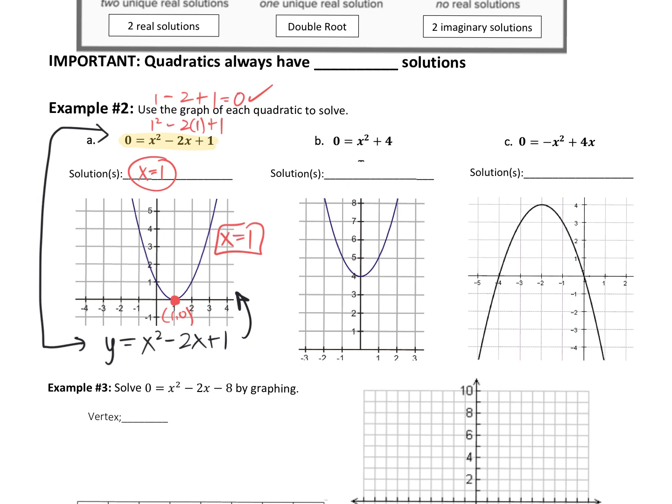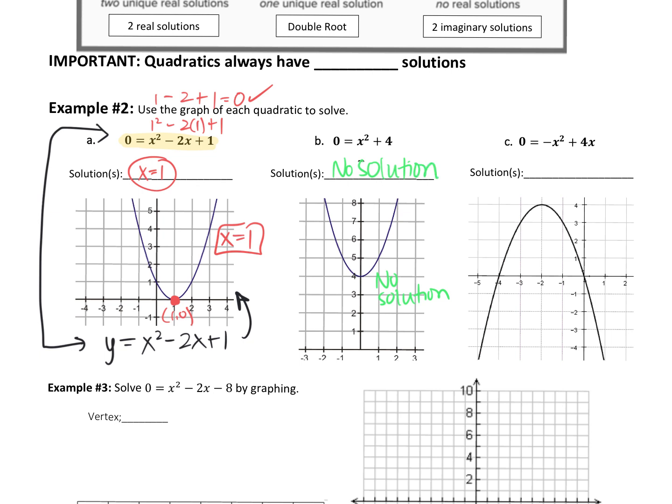So let's go to the next one. On this one, it looks like there's no solution. Okay, I don't see any x-intercepts. All right, so that one has actually no solution. Not a way to test it at this point that we know of. All right, let's look at letter C.